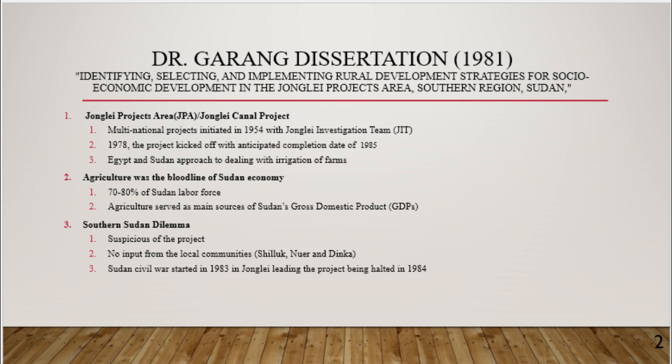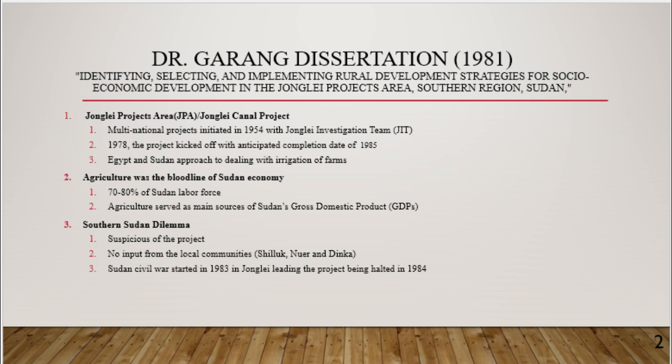And that multinational project was initiated even before the independence of South Sudan. It was 1954. Right? And it was initiated by the Jonglei Investigation Team. That team went to the south and conducted an analysis of the area for irrigation reasons, because they realized there was a problem with irrigation in the north, both in Sudan and Egypt. So they looked at the areas they could get water from. That's where the Jonglei Canal Project started.